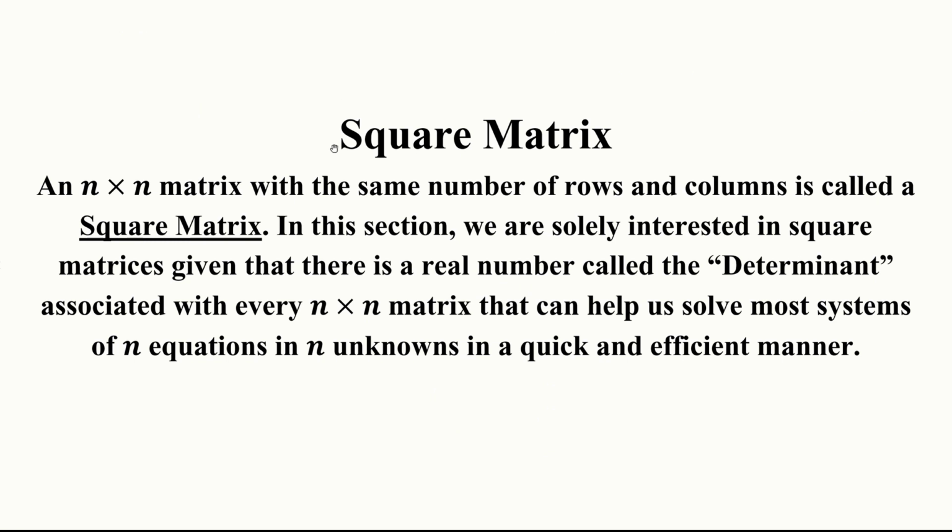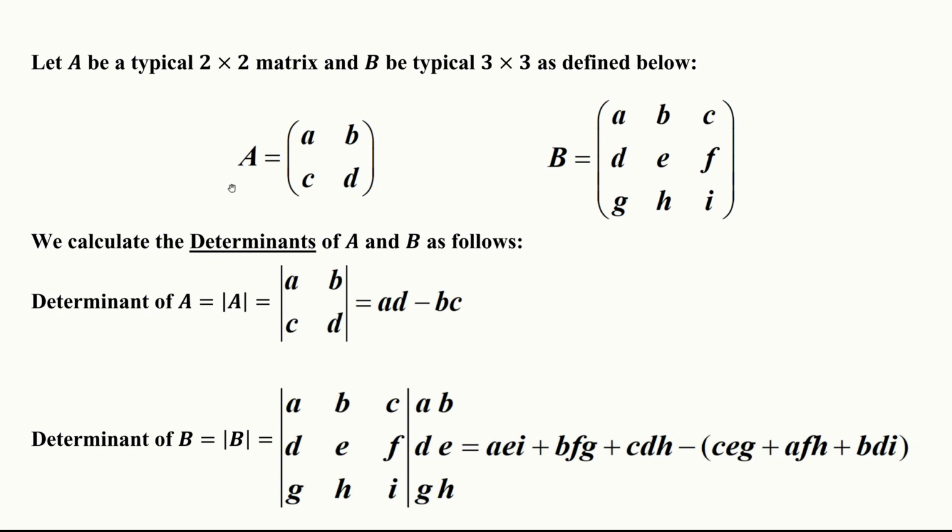As I indicated, a square matrix is an n by n matrix with the same number of rows and columns. In this section, we're solely interested in square matrices, given that there is a real number called the determinant associated with every n by n matrix that can help us solve most systems of n equations in n unknowns in a quick and efficient manner. Now, we're primarily going to be dealing with 2 by 2 and 3 by 3 square matrices.